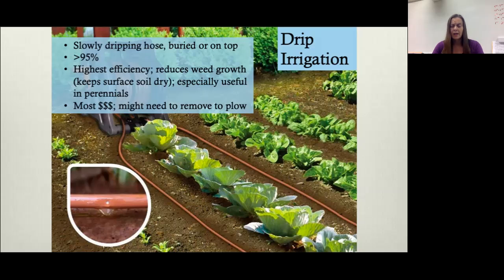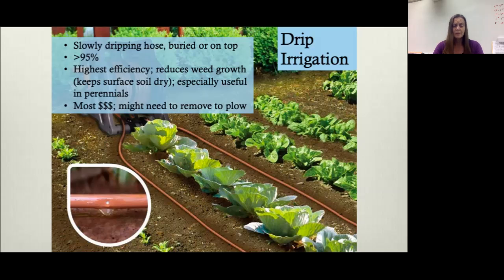It is, however, the most expensive form of irrigation in general. And if you are planning on plowing fields, it has to be removed before you can plow the field. So it can be labor intensive as well.